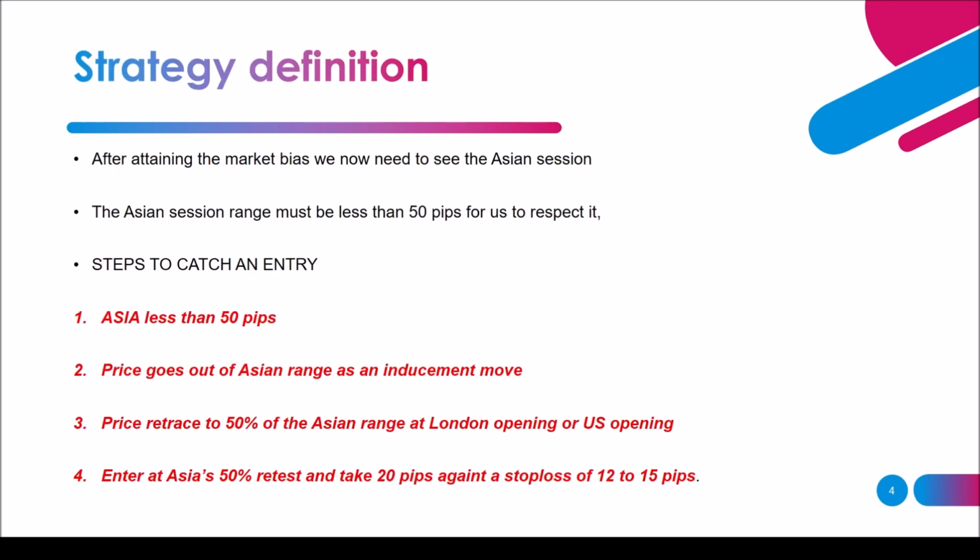So here's the strategy definition, or in short, the summary of everything that we are going to illustrate. After attaining the market bias, that is knowing whether the market is going up or down, we now need to see the Asian session range, right? We all know that we have three main sessions within the forex market: Asia, London and US. So the Asian session range is basically a range that incorporates the highs and lows of the Asian session.